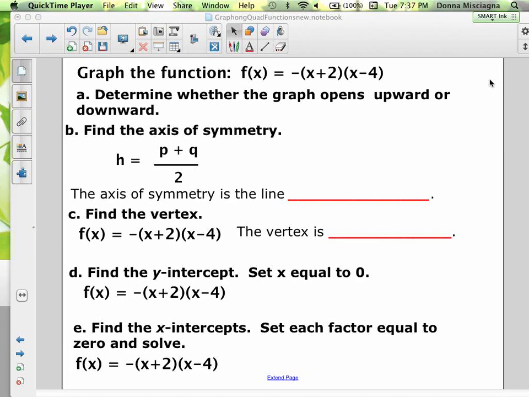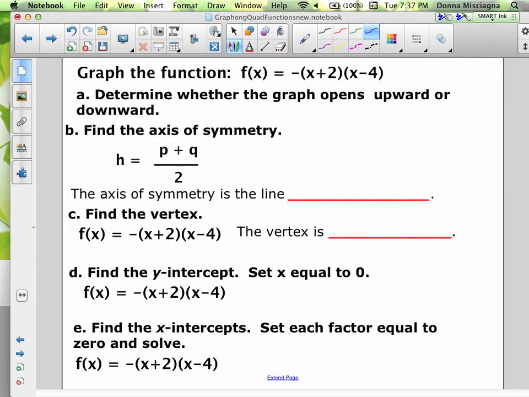I don't know what my thing is about negatives because this is the third time in a row that we have a negative a value. I'm going to graph some positive ones, I promise. Next lesson, we're going to have all positives, or some positives.